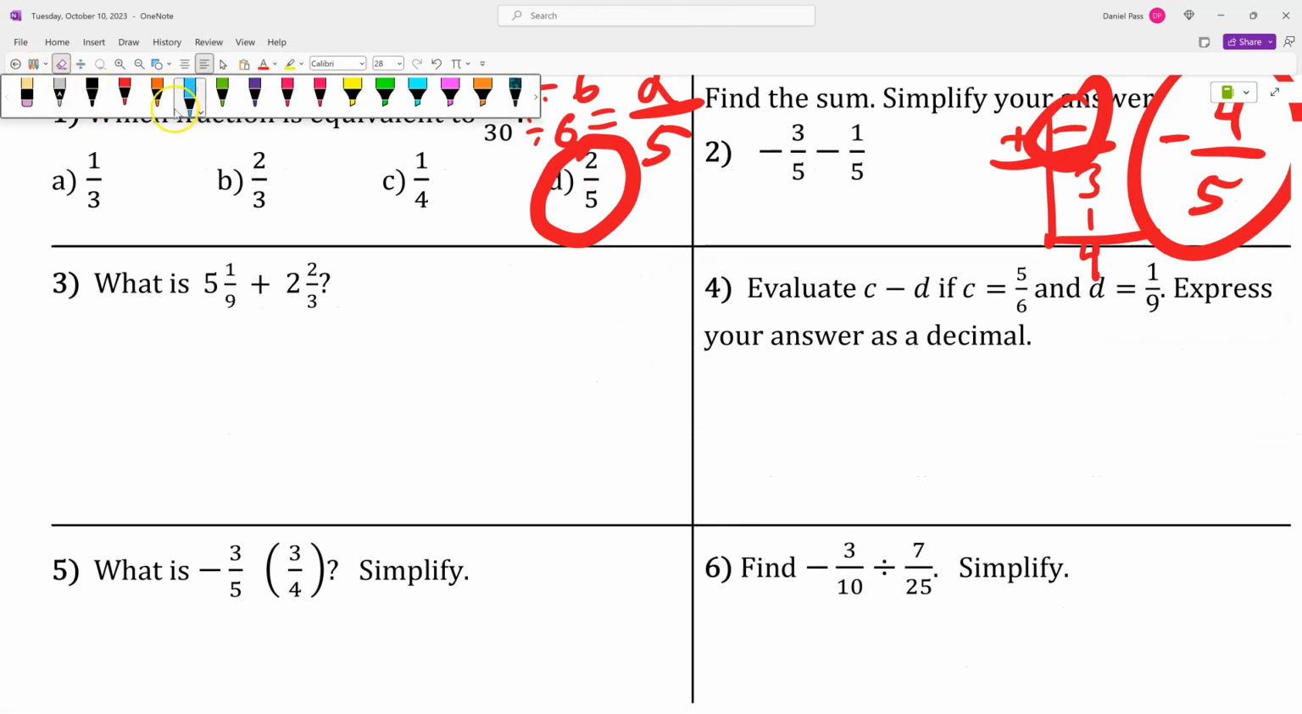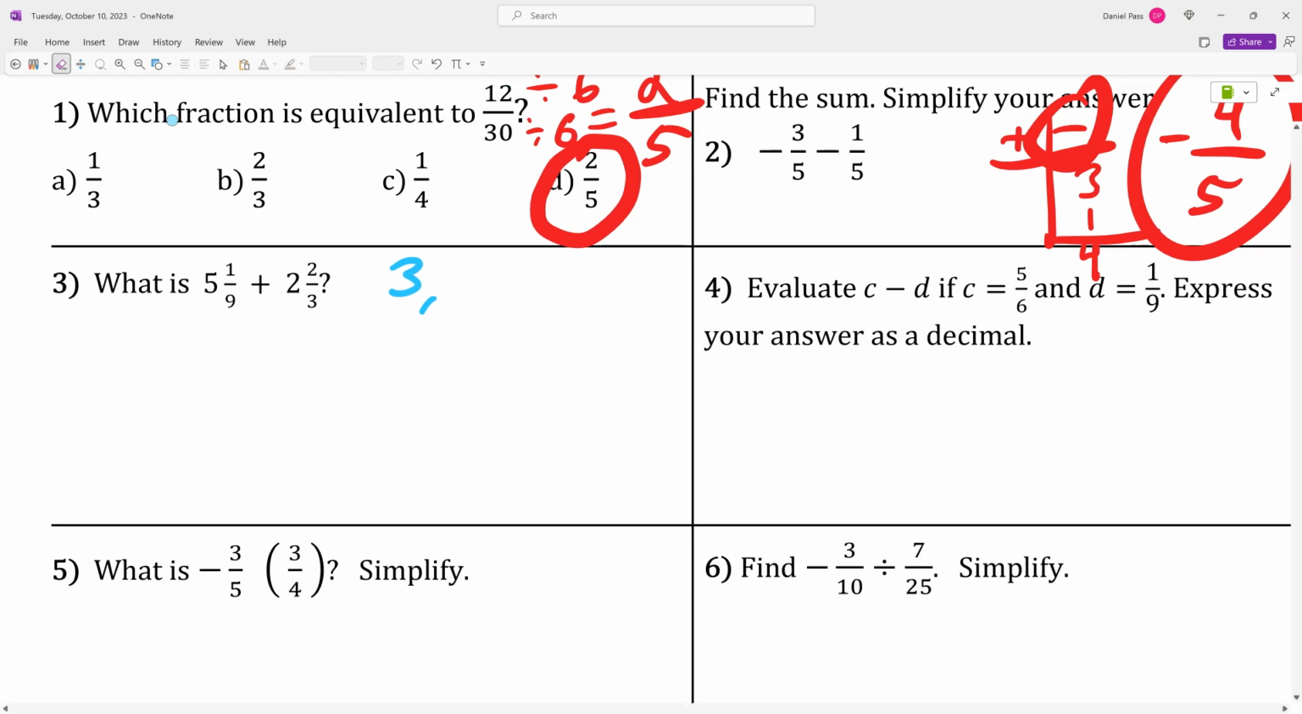You're going to want to find the lowest common multiple of the denominators. So 3 and 9. 6, 9. And it's 9, isn't it? Yeah. Okay, so that's it. I want to do the whole numbers first, though. So 5 plus 2, we can do that separate. 7. Okay.